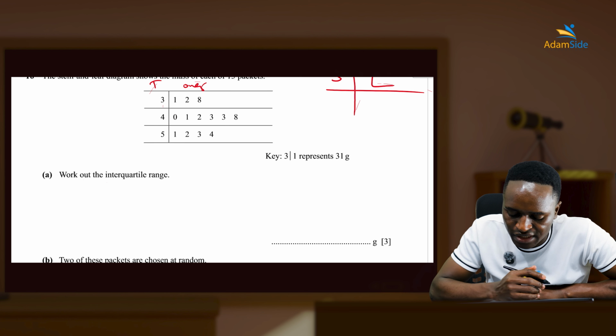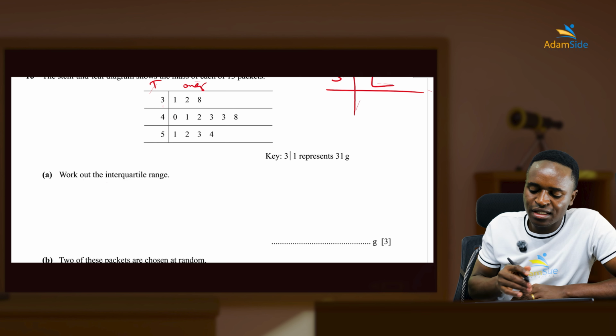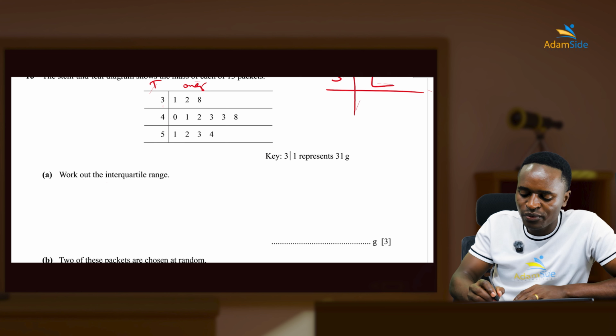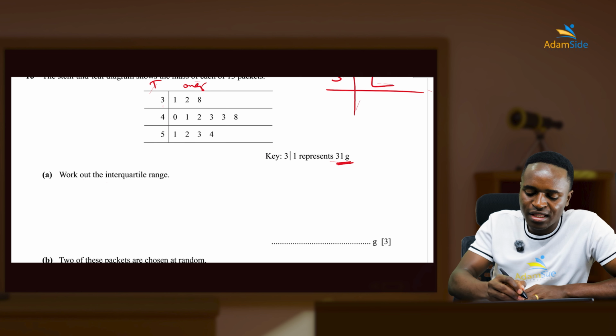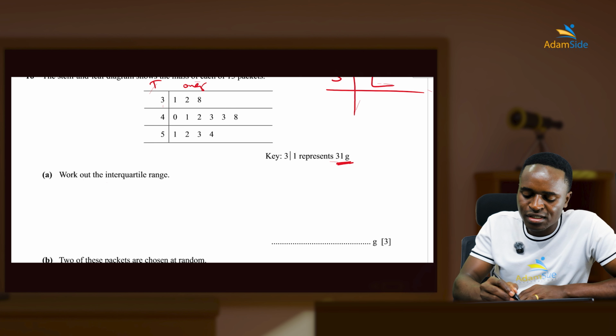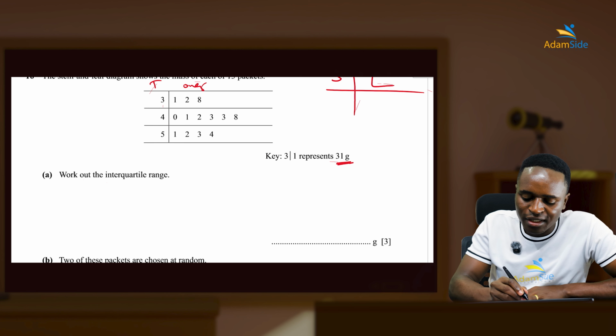Work out the interquartile range. So, these are the key terms for finding the interquartile range. And here we have the key: 3 | 1 represents 31, so you've already been told. This means the 3 is in the tens, and all these digits are the ones. So if you're told to list the numbers in the first row, you say 31, 32, 38.